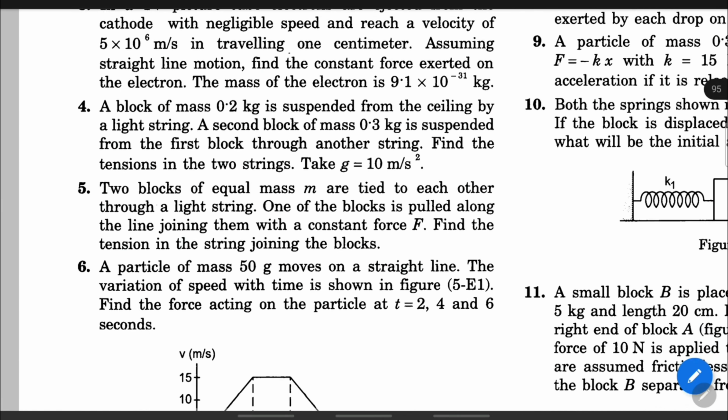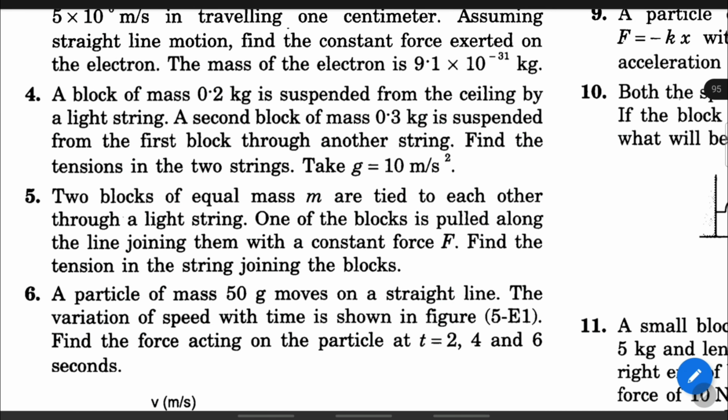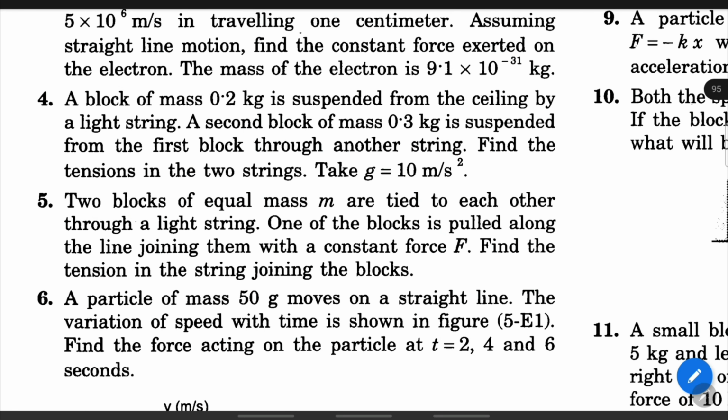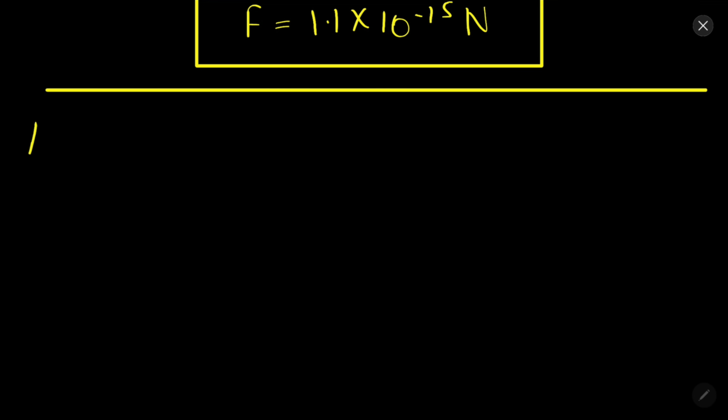Now question number 5, we have two blocks of equal masses. No, before that we have question number 4 as well. So a block is there of 0.2 kg and it is suspended from the ceiling by a light string. Now we suspend another block of mass 0.3 kg from the first block. Now we need to find the tension in the two strings. So we have two strings, we need to find the tension in both of them. So the fourth question. So let's try to draw the diagram first.